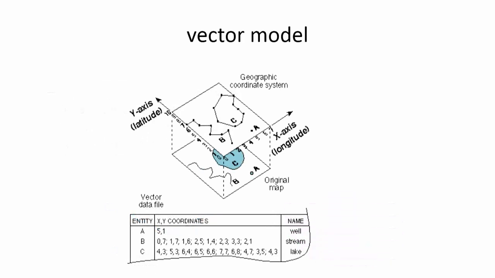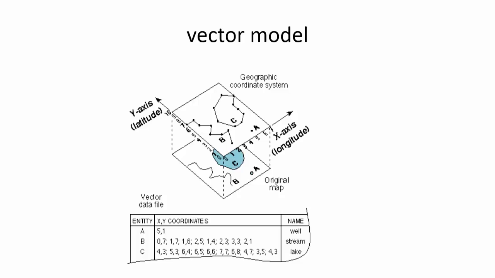Okay. So if you see this, there is an entity A. You can see the point A, point B, point C. Every point has XY coordinates and they have the attribute. So here we are storing the data in the form of coordinates.